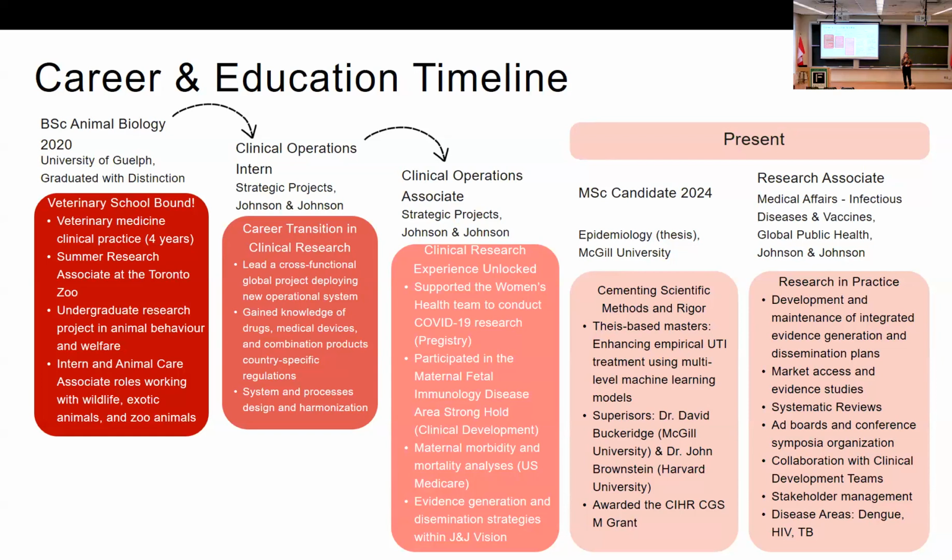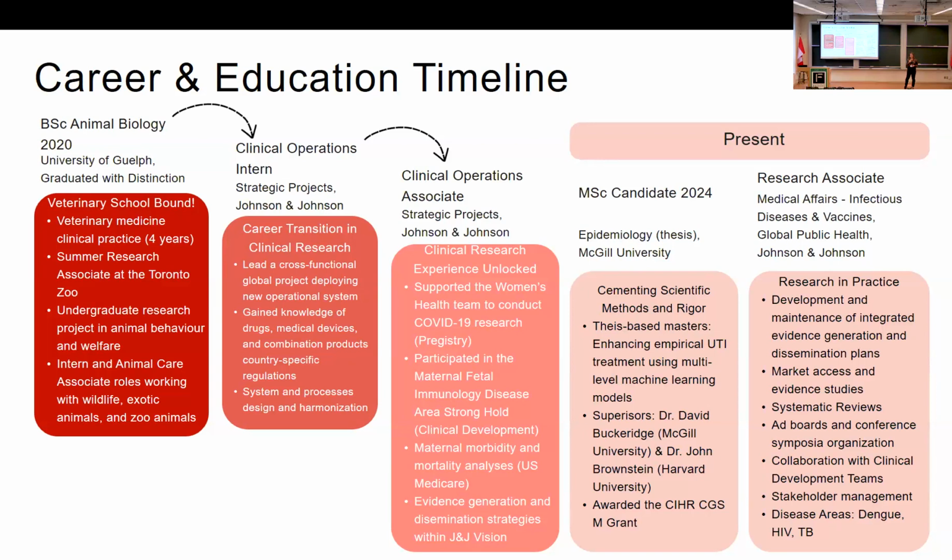Concurrently, I'm working as a research associate within medical affairs in our global public health team, and I focus within the infectious diseases space, primarily on dengue. As I said, I also work with HIV and TB, and I do a lot of evidence generation, dissemination planning, systematic reviews. We do a lot of burden of disease studies, market access studies, and ad boards, symposia, things like that.